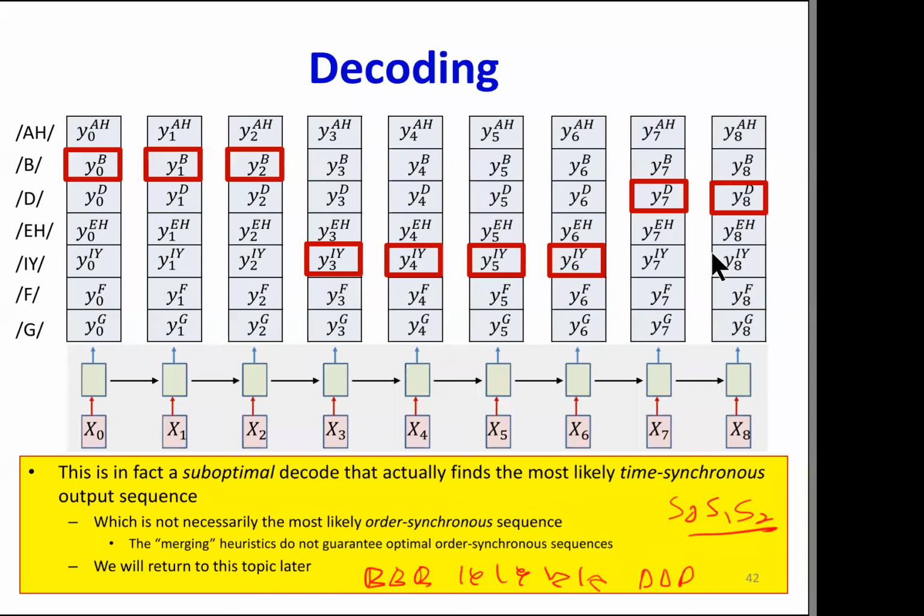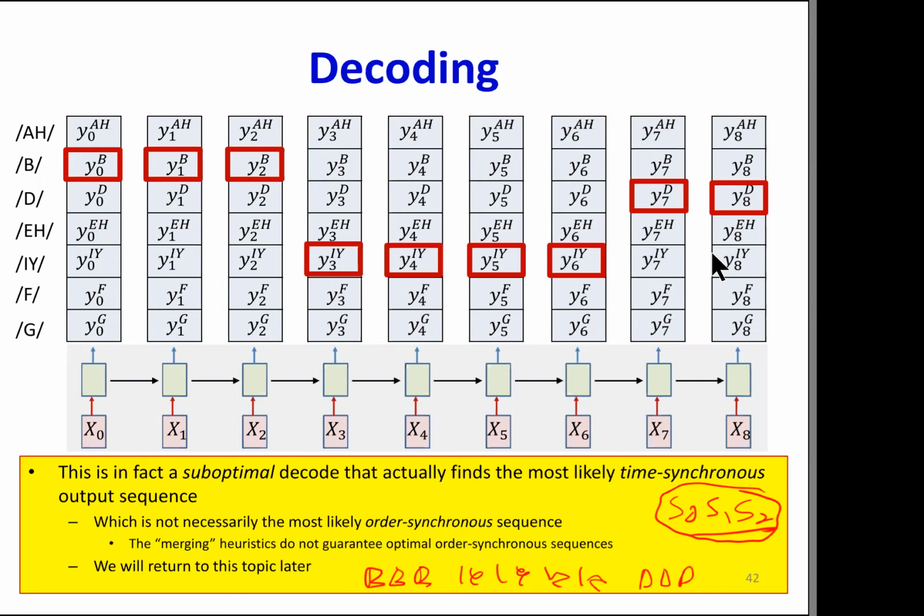So finding the most likely extended continuous sequence over here doesn't necessarily give you the most likely asynchronous sequence. The most likely time synchronous output doesn't correspond to the most likely order synchronous, time asynchronous output. Can anybody tell me why that is the case? Anyone? If nobody can see why, maybe let me just guess.